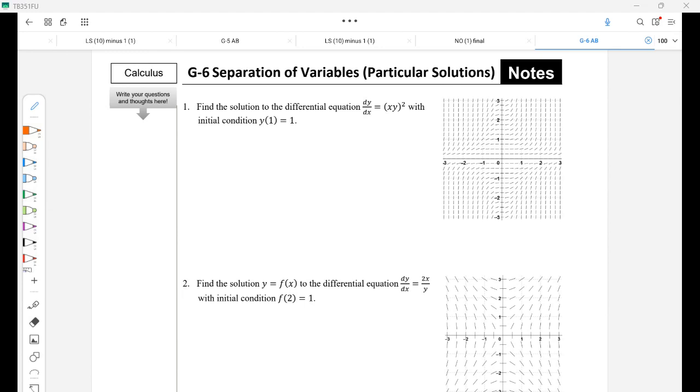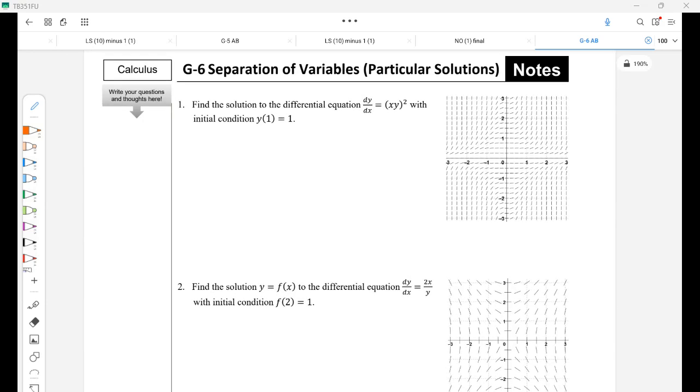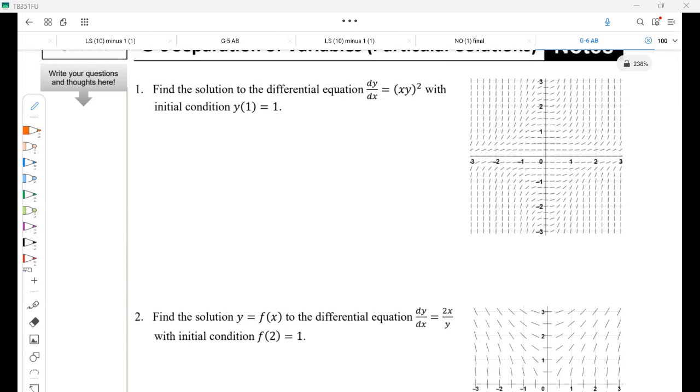So if you know 1 point on your solution curve, you can pinpoint the exact curve that solves your differential equation. So a lot of these are going to be just doing what we did in the last practice, with one extra step of finding what that C value is. So here we go. We've got: find the solution to dy dx equals x squared y squared, with initial condition y(1) equals 1.